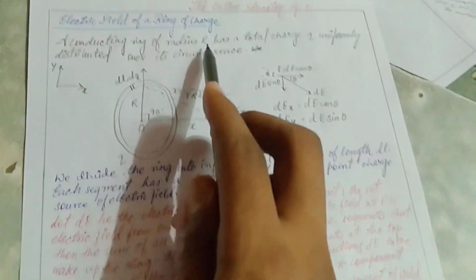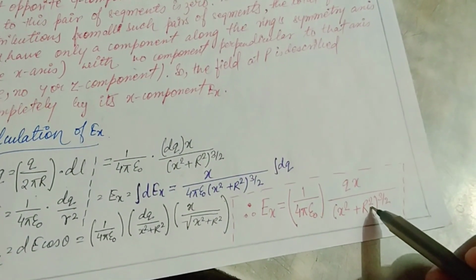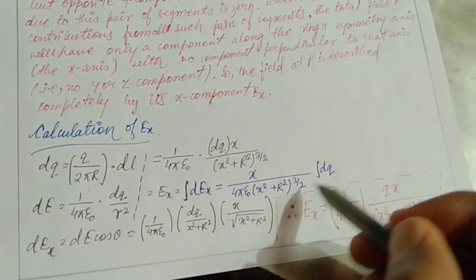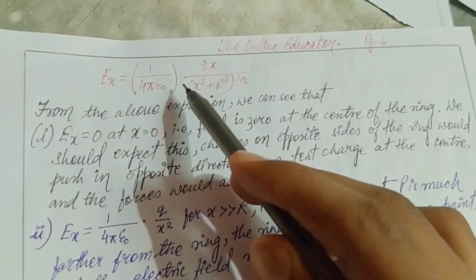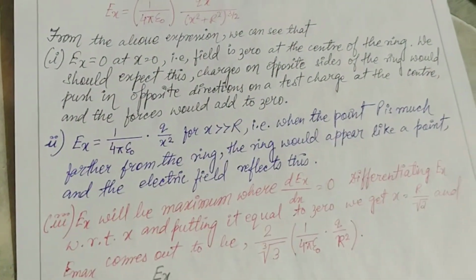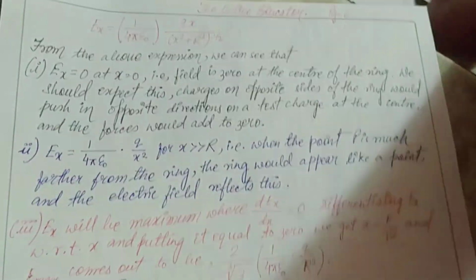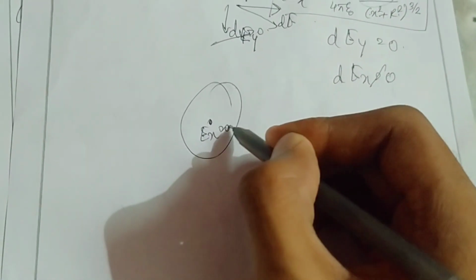So the calculation of Ex, the electric field of a ring of charge: the formula is 1 by 4 pi epsilon naught, Qx over (r square plus x square) to the power 3 by 2. We integrated and then we took it out. Now we take some cases here. The first case is Ex equal to 0 when x equal to 0, then the field is 0 at the center of the circle. At the center of the circle Ex is 0 when x is equal to 0.